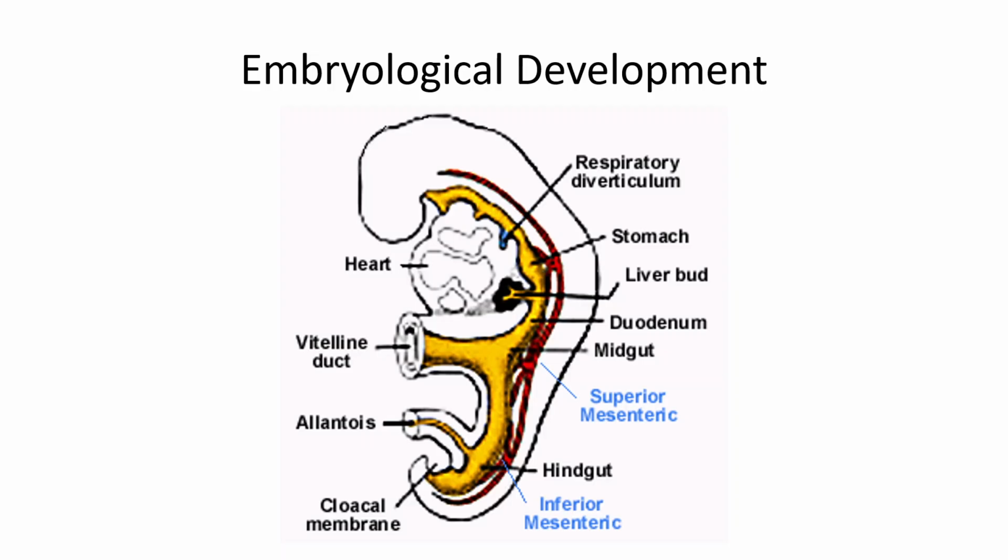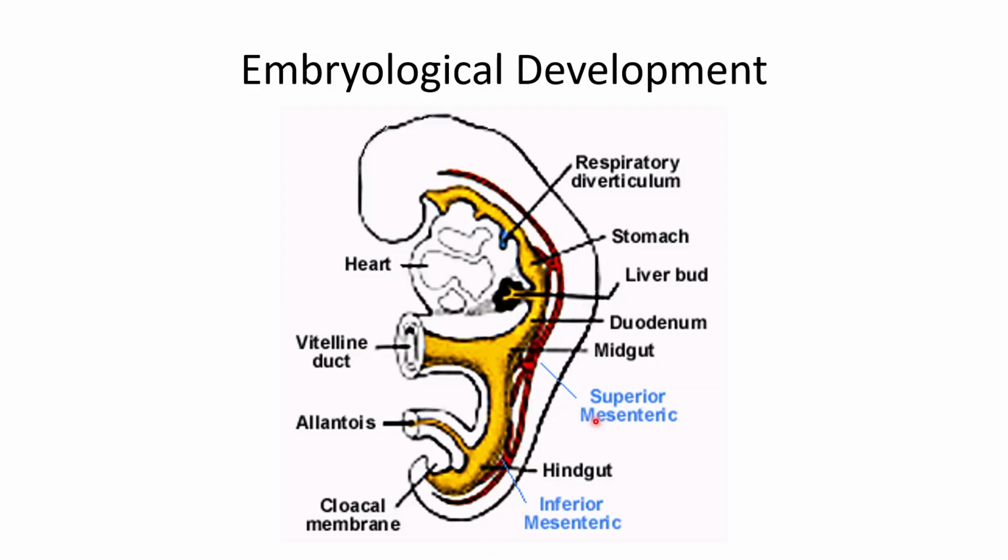The second division is the midgut. This ultimately forms the longest segment of the intestinal tract, which develops into the jejunum and ileum of the small intestine, as well as the ascending and transverse portions of the large intestine. This region is supplied by branches off the superior mesenteric artery.